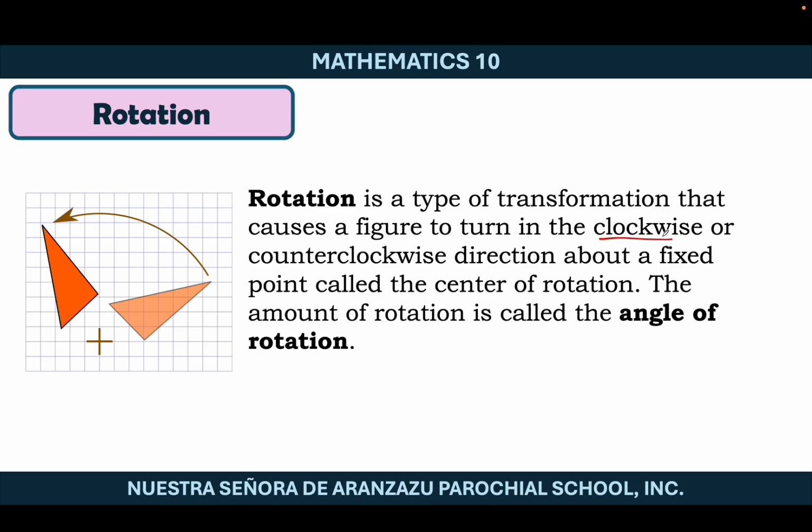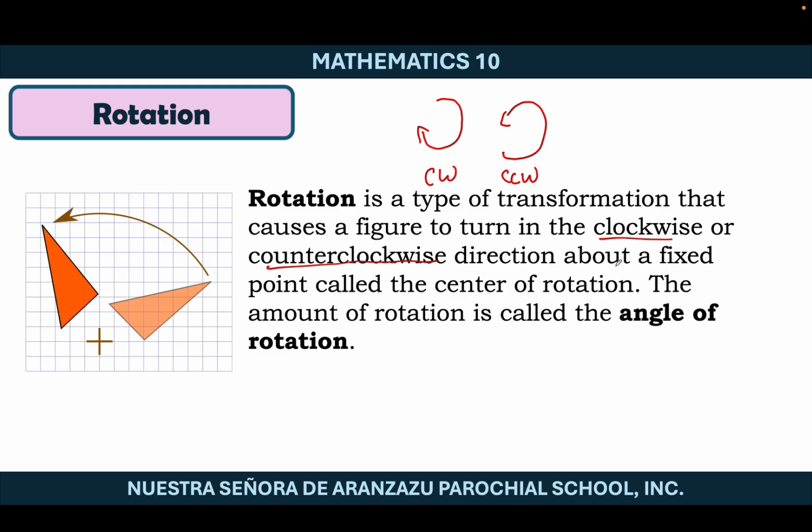So ano ba yung pinagkaiba ng clockwise and counterclockwise direction? Yung ikot ng orasan, kung paano umiikot ang orasan, that is a clockwise direction. While the counterclockwise naman is the opposite direction. So this is a counterclockwise.